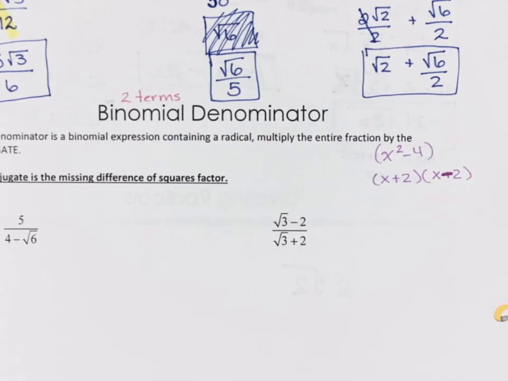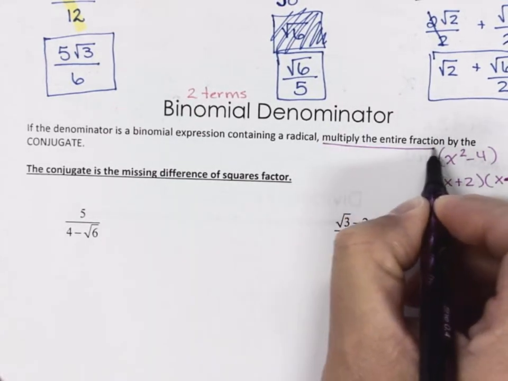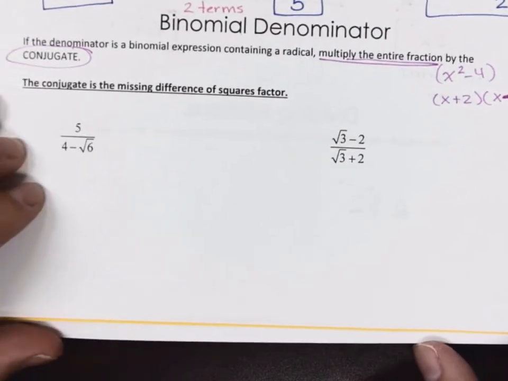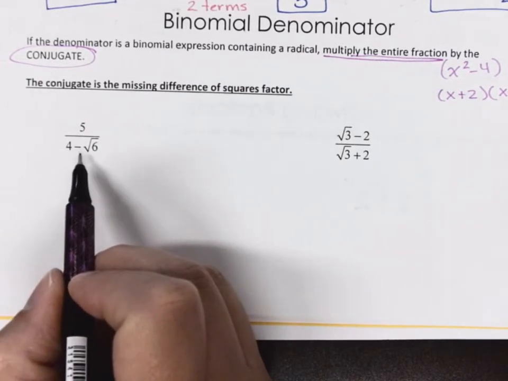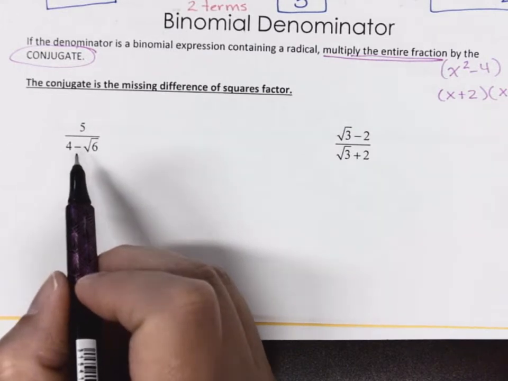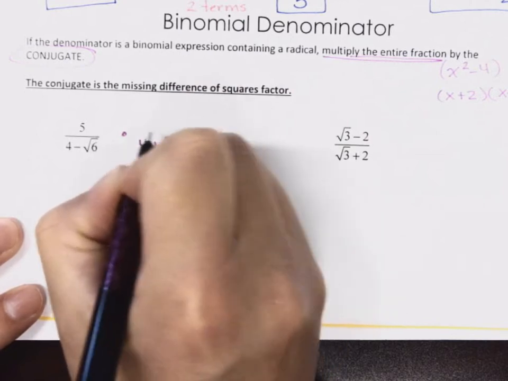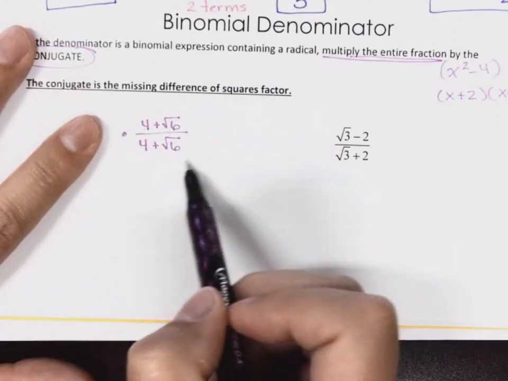So when I talk about, you're going to multiply the entire fraction, so again, the entire fraction, by the conjugate. So the conjugate is the missing difference of squares factor. That's the best way I can explain it. And the reason why is you were trying to get rid of it. So if this one's the subtract, what's the missing one? It's going to be the add one, right? So it's the missing one. So we're going to multiply this one by 4 plus root 6. And whatever we do to the bottom, we have to do to the top, because again, that gives us a value of 0.